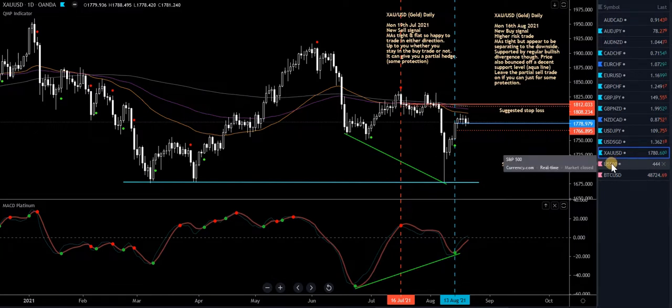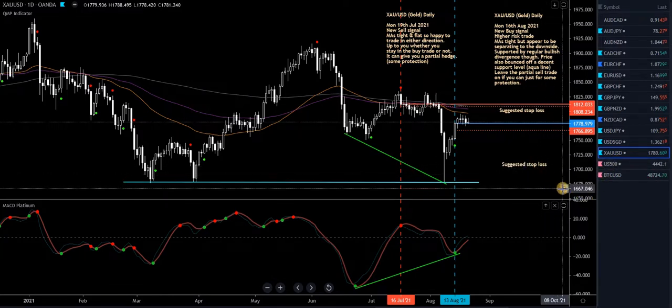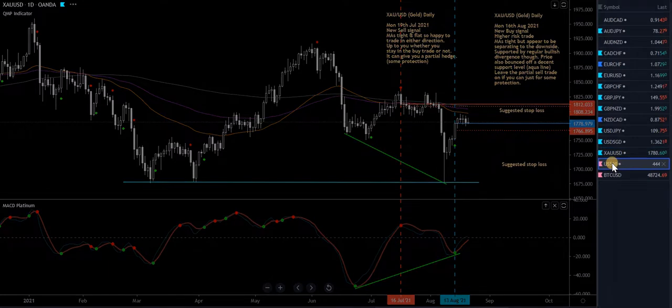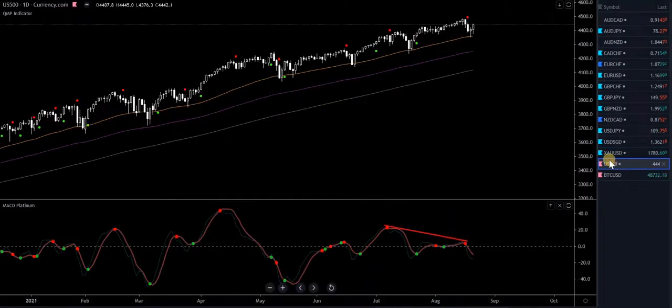Some jurisdictions you can't be long and short at the same time. You've got to make a decision if you want to stay in the sell or close the sell and take the buy. Right, we'll have a look at the US 500.